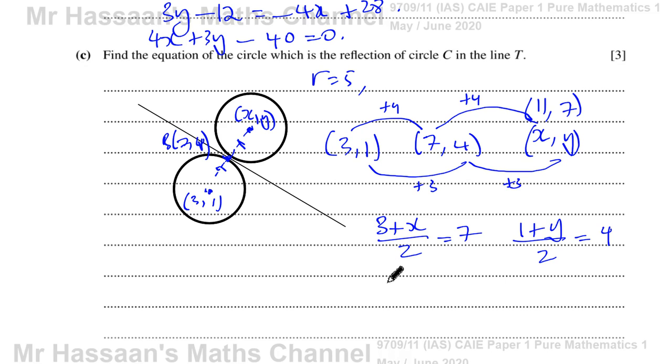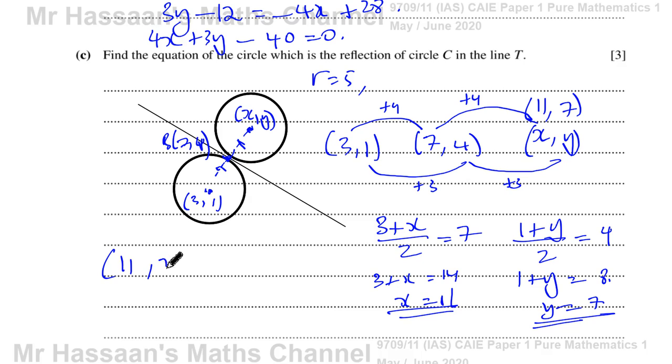So 3 plus x over 2 equals 7. So 3 plus x is equal to 14. So x is equal to 11. Okay, so we know that's correct. And then we have 1 plus y over 2 equals 4. So 1 plus y is equal to 8. So y is equal to 8 minus 1, which is 7. So 11 and 7 are, as we determined earlier using this quicker method, the x and y coordinates of the center of the circle. So we know that 11, 7 is the center.